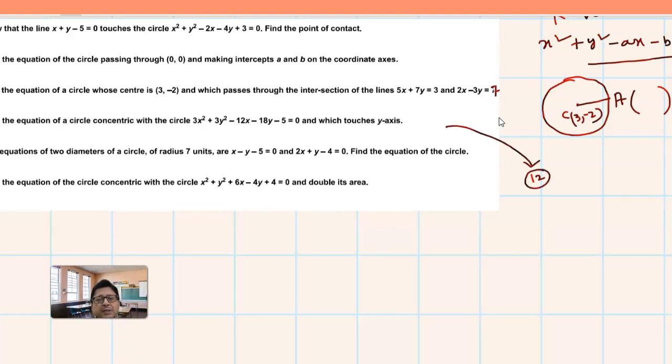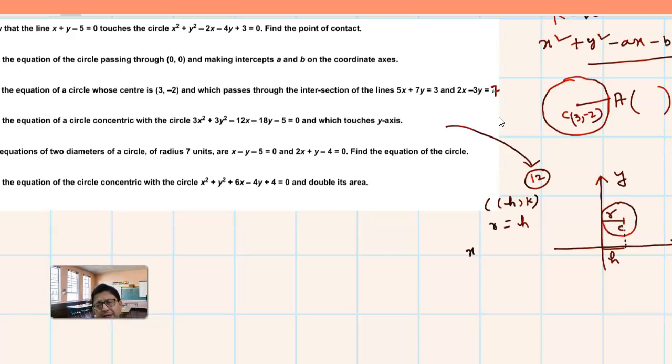Here, find the equation of the circle concentric with this and which touches the y-axis. Last session I showed you the condition for a circle touching the y-axis. If a circle touches the y-axis, then its x coordinate will be equal to the radius. So if it touches the y-axis and the center C is given by h comma k, then the radius will be equal to h, because this length is h, this part is k and h is the radius here.